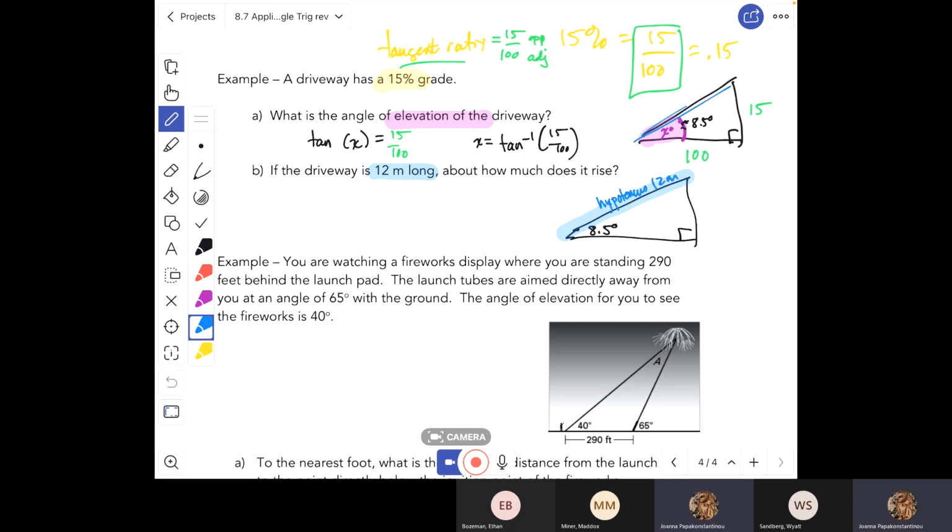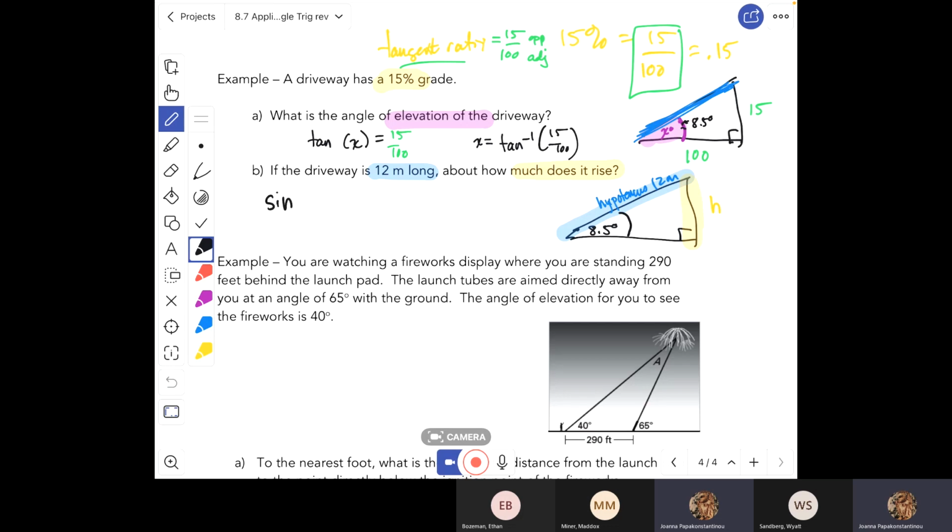Well, because this is my driveway, right? And my driveway is at an inclination of 8.5 degrees, right? This is my driveway, and that's how steep my driveway is. Okay, so I have that it's 12 meters long. I'm asking how much does it rise? So if I'm looking for how much it rises, I'm looking for the height. Remember, rise over run gives you that slope. So if I'm looking at this angle, which trig ratio am I going to use to find the height?